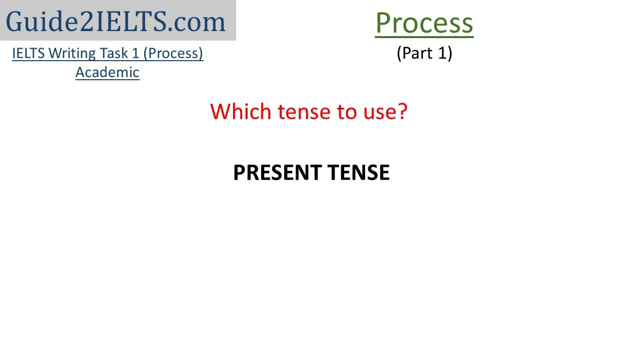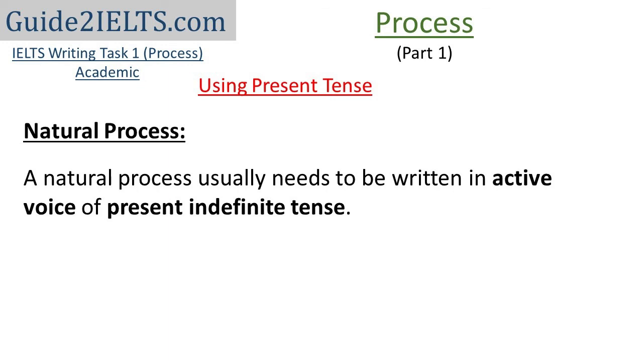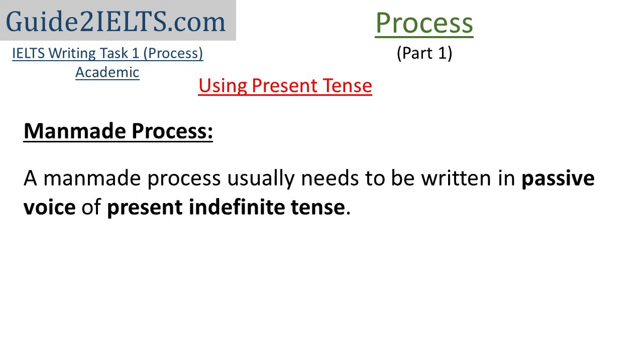Next, let's talk about which tense we need to use when we are writing about a process. We need to write the process in present tense. However, there's a difference in how you write about a natural process versus a man-made process. A natural process usually needs to be written in active voice or present indefinite tense, whereas a man-made process is usually written in passive voice or present indefinite tense.